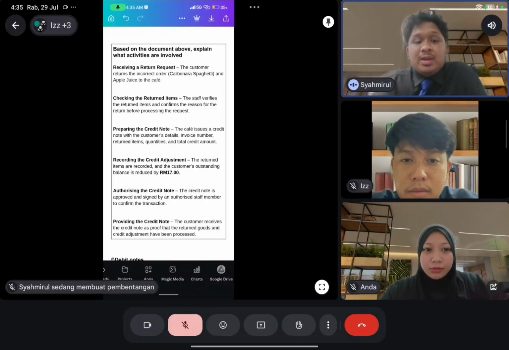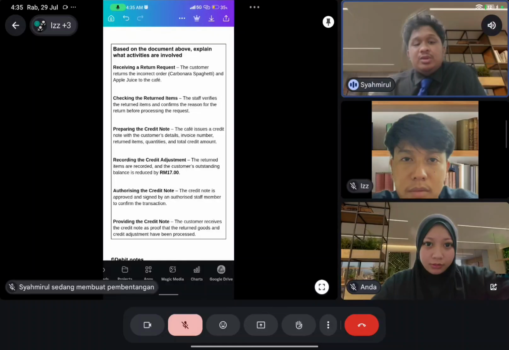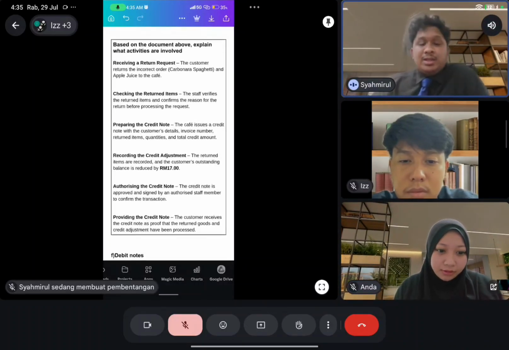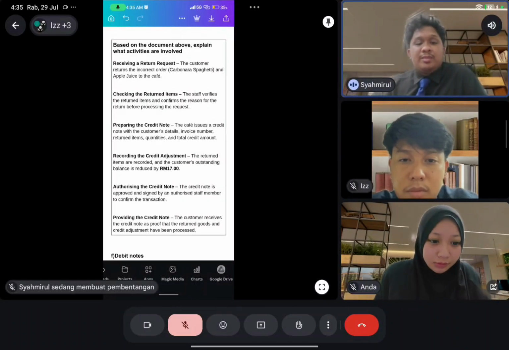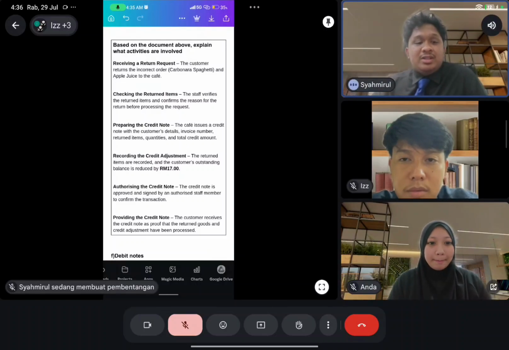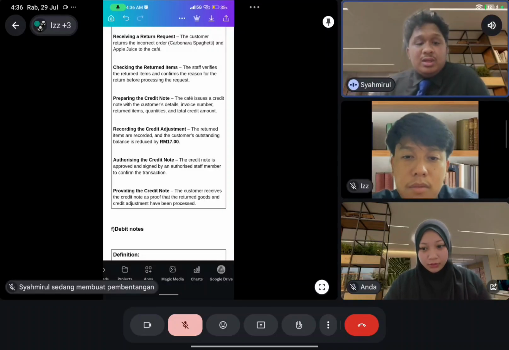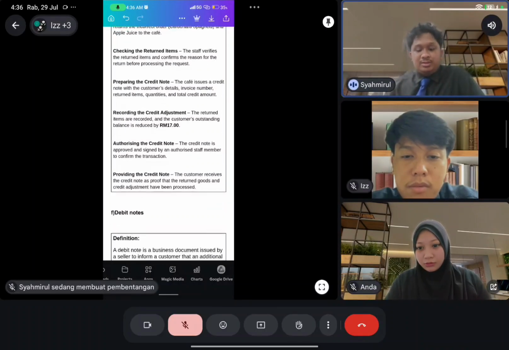Preparing the credit note: the cafe issues a credit note with customer details, invoice number, return item quantities, and total credit amount. Recording the credit adjustment: the returned items are recorded and the customer's outstanding balance is reduced by RM 12. Authorizing the credit note: the credit note is approved and signed by an authorized staff member to confirm the transaction. Providing the credit note: the customer receives the credit note as proof that the returned goods and credit adjustment have been processed.